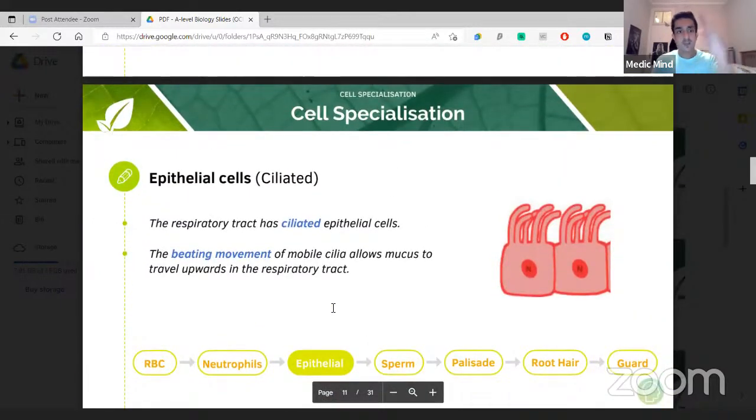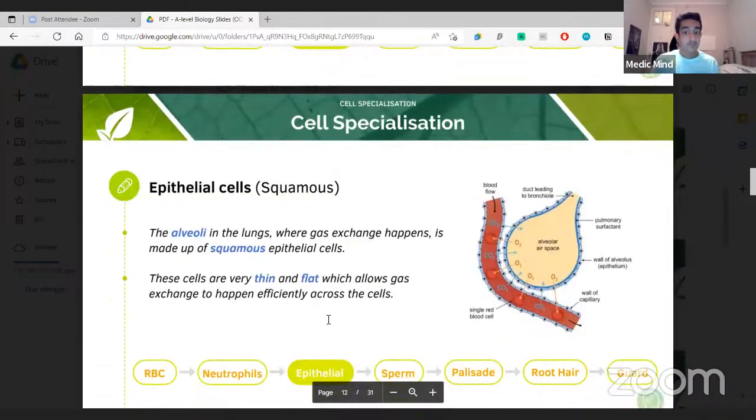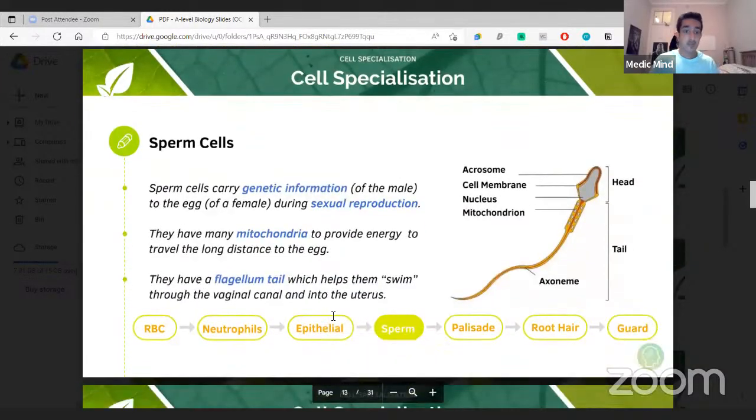Epithelial cells have mobile cilia, which allow movement through the respiratory tract. Other epithelial cells, like squamous epithelial cells, are very flat, which means that gas exchange can happen efficiently in the alveoli, for example. Sperm cells have lots and lots of mitochondria, and this means that they can release energy, which means that the flagella can move and the sperm can swim.